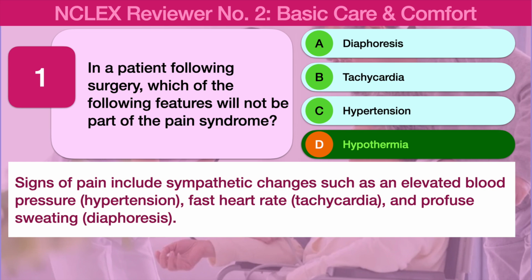Signs of pain include sympathetic changes such as an elevated blood pressure, fast heart rate, and profuse sweating. Pain assessment includes many dimensions. The questions assist in determining the quality, duration, timing, severity, location, contributing factors, provocative or palliative, and any self-limiting implications of pain. Pain assessment involves being culturally competent. Culture influences the pain experience, coping mechanisms, and responsive behaviors. Pain is self-reported, individualistic in nature, and subject to bias.